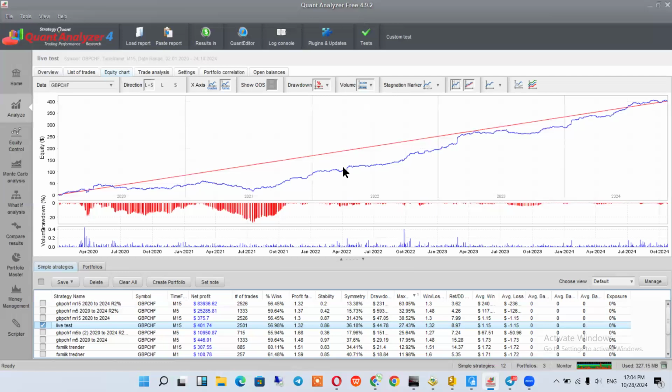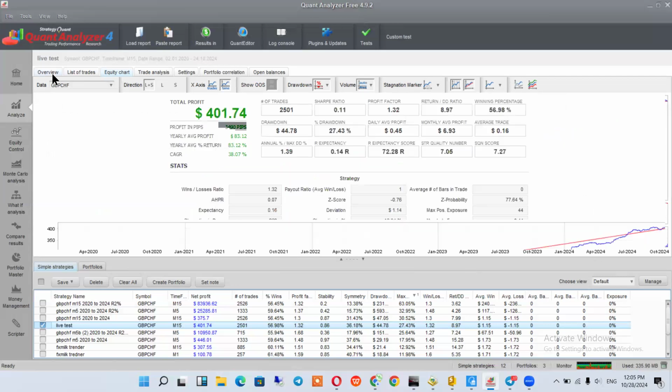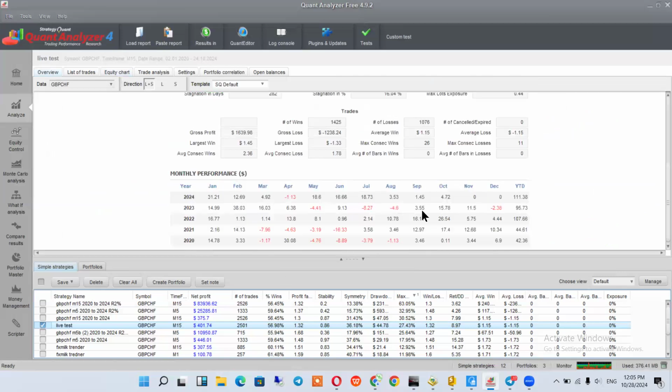So what we want to ensure is that overall the system is profitable. Just note that sometimes the market will move anyhow, and the system might not be able to make profit. But looking at historical data, we can tell overall, looking at the overview, that this system is profitable. So we made 42%, 44%, 107%, 95%, and 111%. Which means 2024 is still the most profitable year so far.